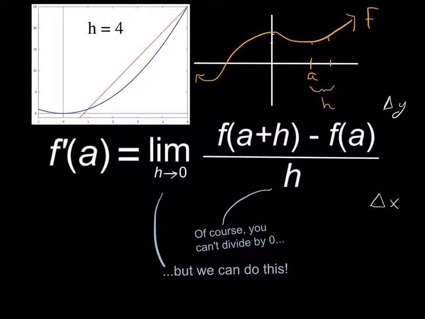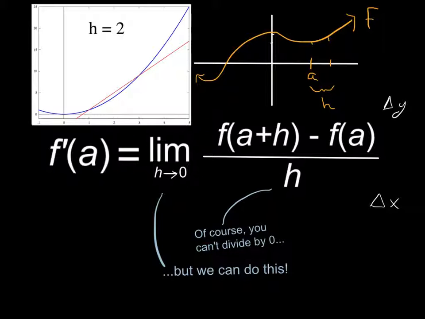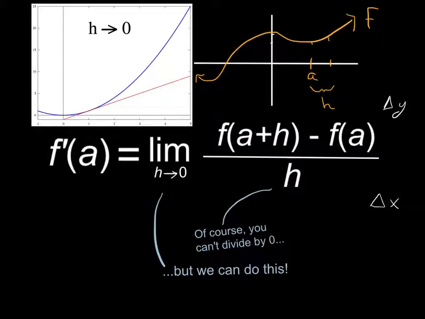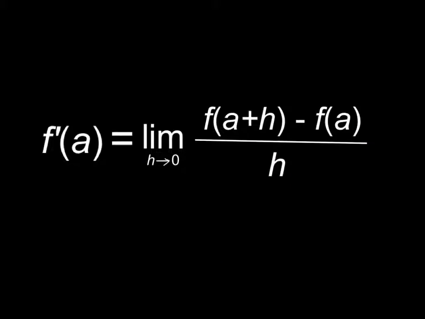Here we have a picture of how you can conceptualize this using secant lines. The secant lines have a slope, and that slope is the average rate of change between a and a plus h. And as we take the limit of h going to 0, we end up with the instantaneous rate of change.